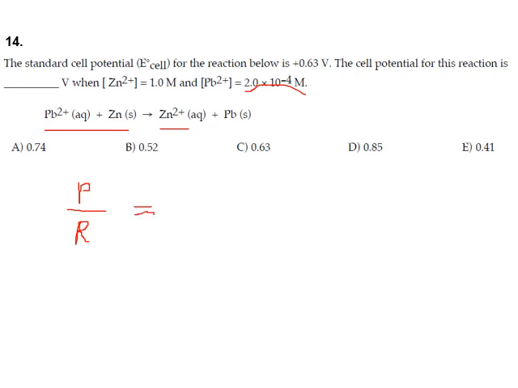Okay, so let's look at it. So what's the product? So find it. Product is what? Is it zinc 2+ or Pb 2+? And we don't worry about the zinc or the Pb because they're solids and they have an activity of 1. So forget those. So which one is the product? It's going to be the zinc. And what concentration does the zinc have? 1 molar. So put 1 over whatever the concentration is of the reactant, which in this case the reactant is the lead 2+, and its concentration is 2 times 10 to the minus 4th. So this is going to be 2 times 10 to the minus fourth.